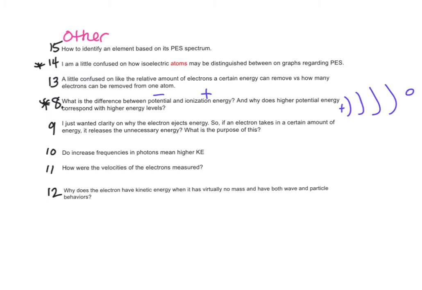Number 9, just wanted clarity on why electrons eject energy. So if an electron takes in a certain amount of energy, it releases unnecessary energy. What is the purpose of this? So remember, there's something called the law of conservation of energy. That's the first law of thermodynamics, law of conservation of energy. So if an electron is removed from an atom and there's excess energy there, it can't just disappear, okay? It's going to be converted into kinetic energy, and it's going to make that electron get removed faster.